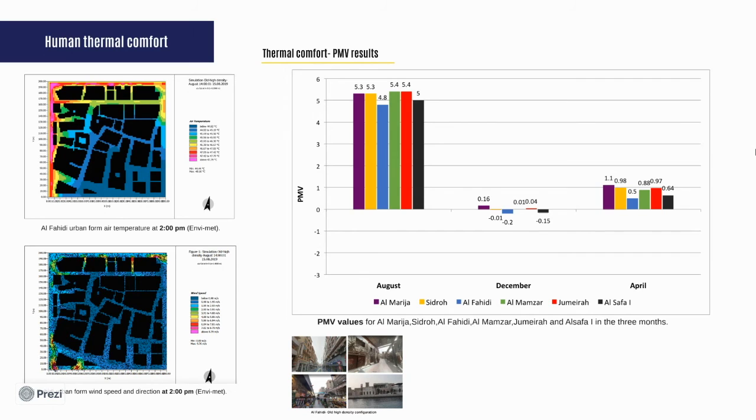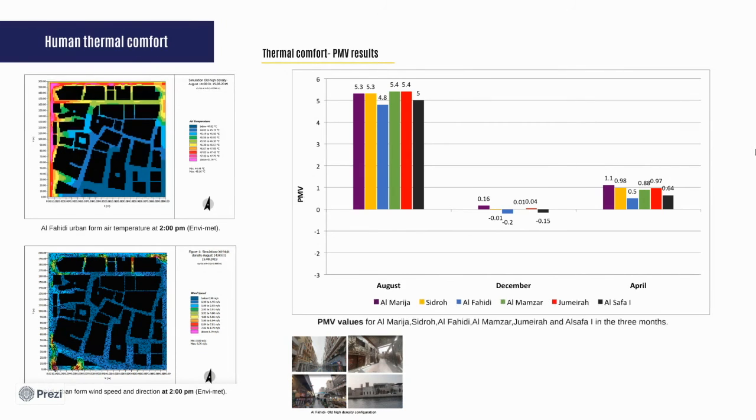This is due to the impact of shading on mean radiant temperature values, which decreased significantly with the decrease of solar radiation in the urban form with high height to width ratio and low sky view factor. Consequently, the optimum PMV values were constantly noticed in these urban forms, such as Al Fahidi area followed by Al Safa area in August, as shown in the graph.